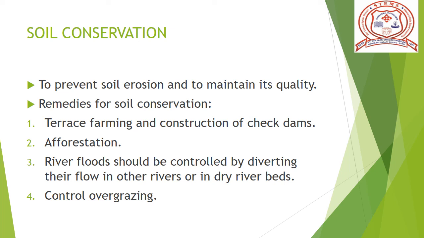So soil conservation means to prevent soil erosion and to maintain its quality. Soil conservation is very necessary because soil erosion destroys the fertility of the soil. There are different measures for soil conservation: terrace farming, construction of check dams, afforestation. River floods should be controlled by diverting their flow into other rivers or into dry river beds. Control overgrazing. These are the different measures for soil conservation.